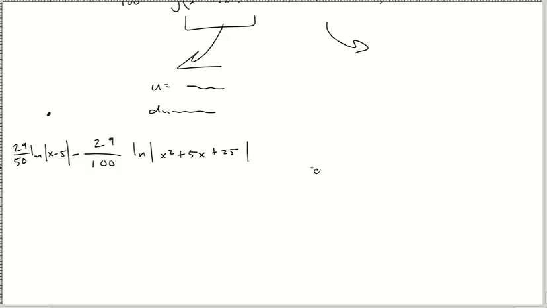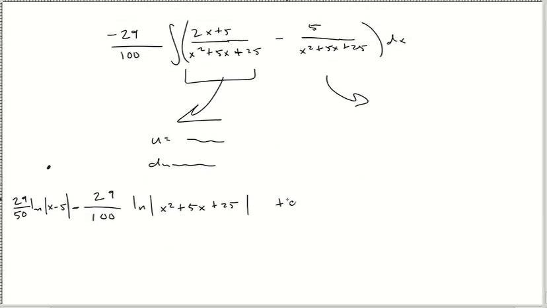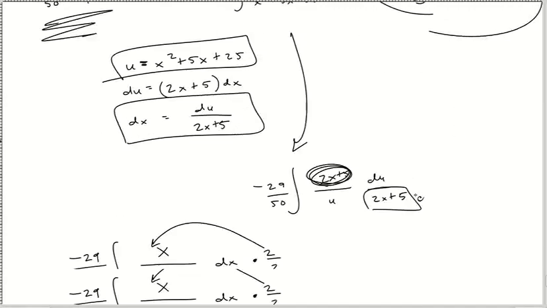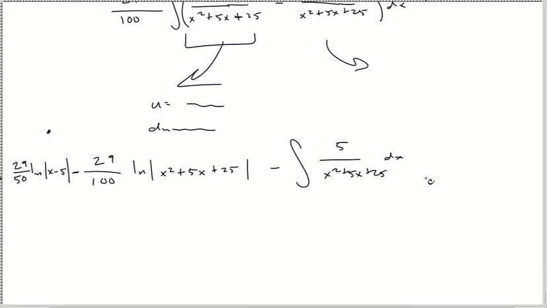And we still got more stuff. Okay, so here we go. Plus, now it's going to be minus. Minus the integral of 5 over x squared plus 5x plus 25 dx, right? This guy. And then we still have this guy up here, 145 over 50 in the front.